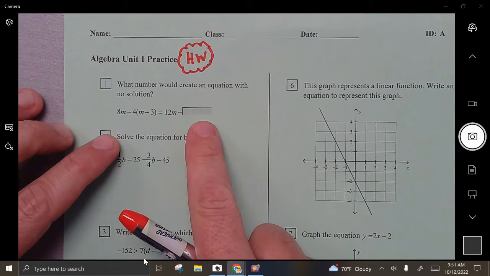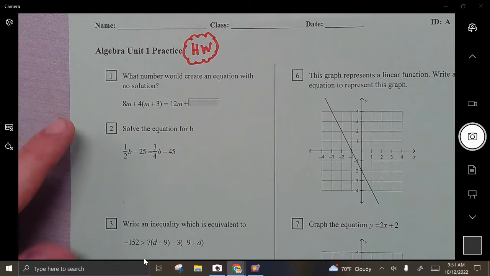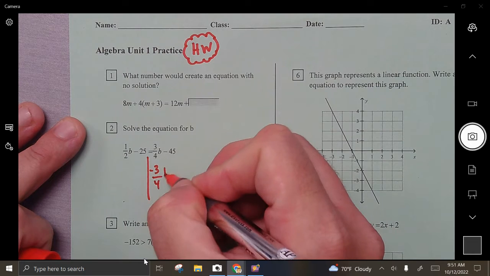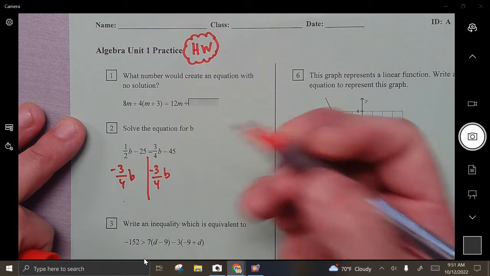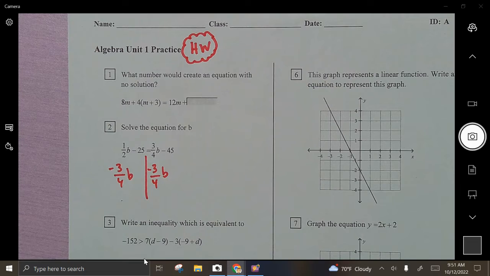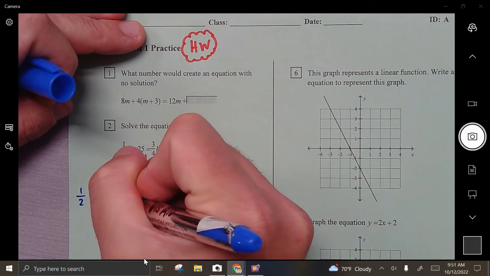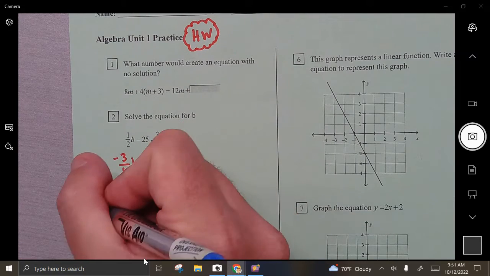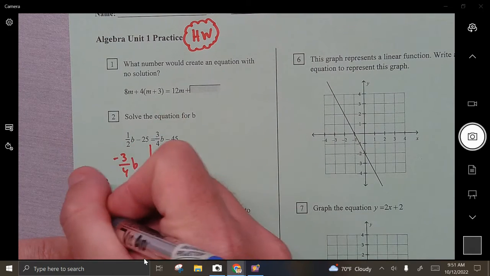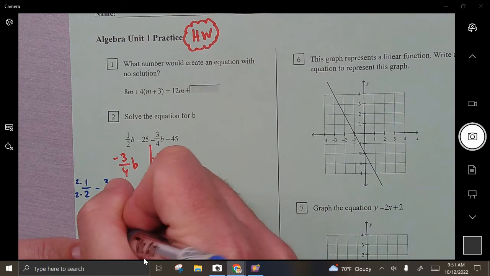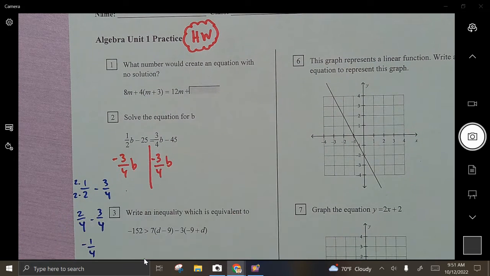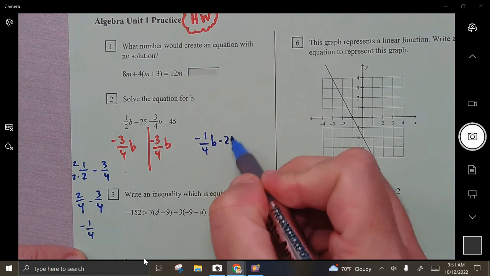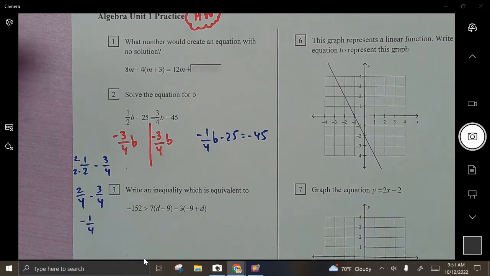This deals with more equations. Do I need to go over this a little bit? Hopefully, if you need a little bit of help, remember, you're going to move this 3/4 over to this side. So you're going to subtract 3/4 b. So it ends up looking like this. 1/2 minus 3/4. If you're doing that, you just have to change this fraction, don't you? That becomes 2/4 minus 3/4, which equals negative 1/4. When you move that over, that's going to become negative 1/4b minus 25 equals negative 45. Go ahead and finish that.